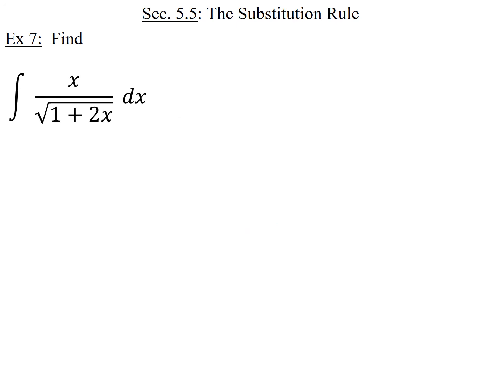Okay, so we already talked about what we're going to make u here. So let's go ahead and write that down. So we're going to let u equal 1 plus 2x. In this case, the derivative of u is just a number. So we don't need the derivative to be somewhere else, since it's just a number. So du is 2 dx. You go and solve this for dx, and you get dx equals du over 2.